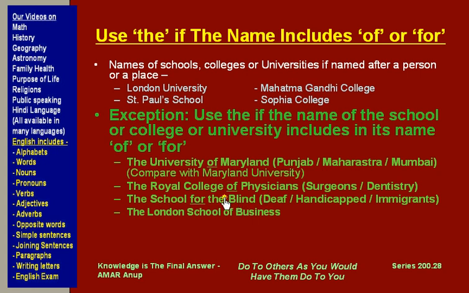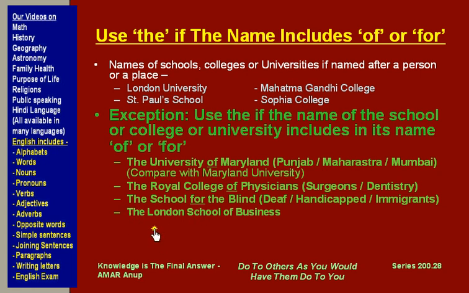Another example, the Royal College of Physicians. Because there is of, we use the. It could be Royal College of Surgeons, Royal College of Dentistry. We will use the if there is of in the name. Another example, the School for the Blind. Here there is a for in the name, so we use the. It could be a school for the deaf, school for the handicapped, school for immigrants, but because there is a for in the name, we use the.